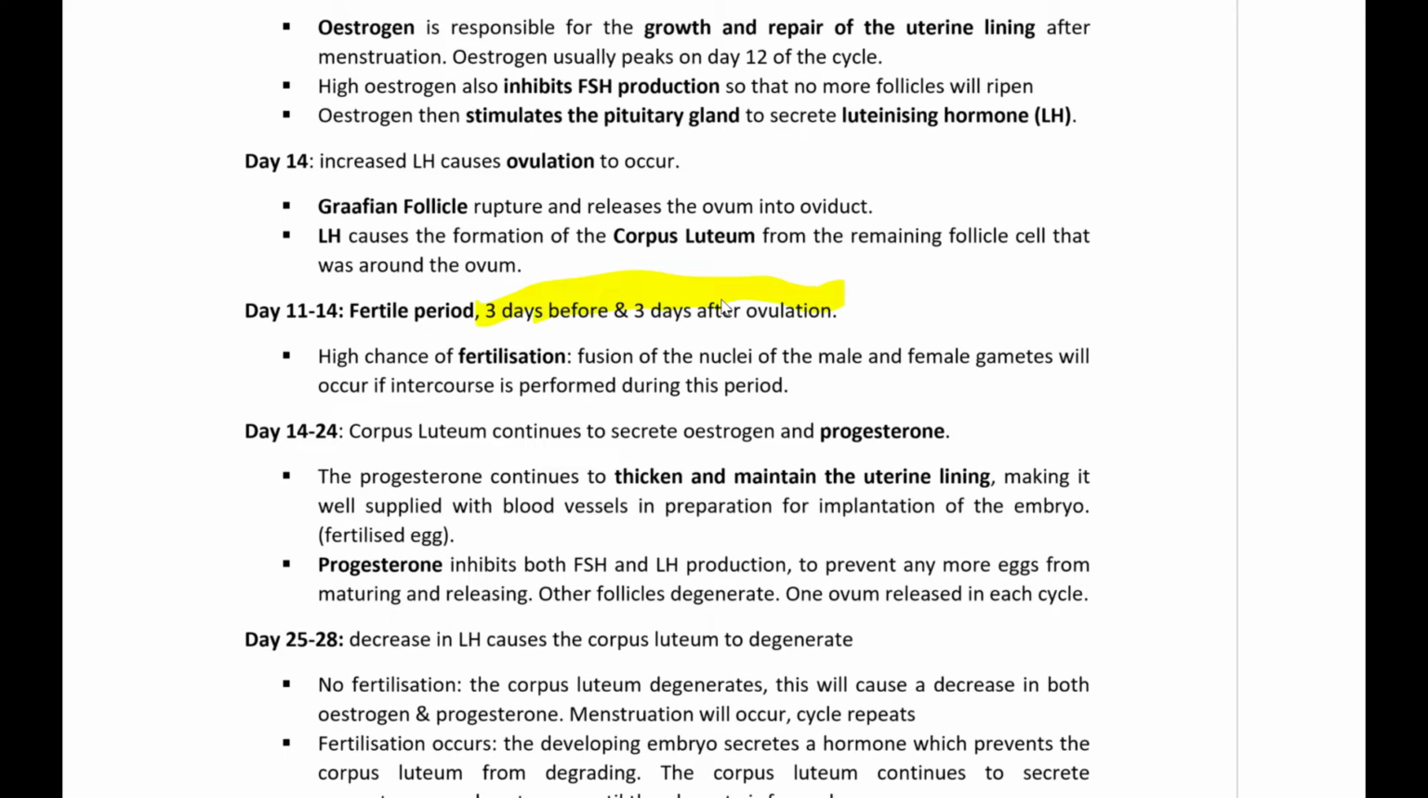So if the ovulation is on day 14, in a 28-day cycle, day 14, in a 30-day cycle, day 15. Then for a 28-day cycle, day 11 and day 17 will be the fertile period. So the corpus luteum continues to secrete estrogen and progesterone.